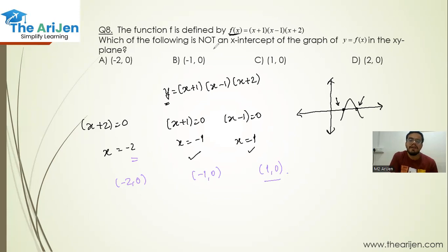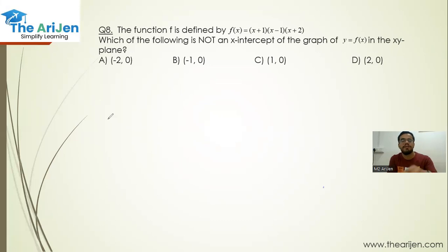And what is being asked? Which of the following is not an x-intercept? Right? Not an x-intercept. So that is our point 2 comma 0. I hope this part is clear. Let's move to the next question from the paper.